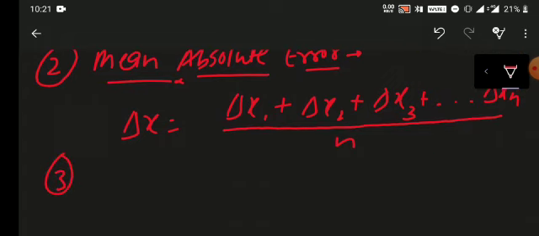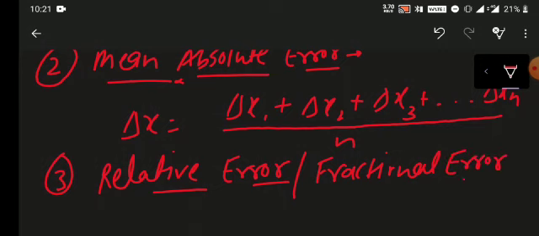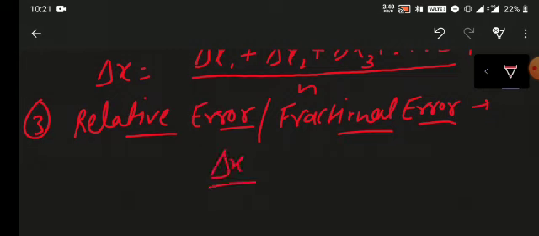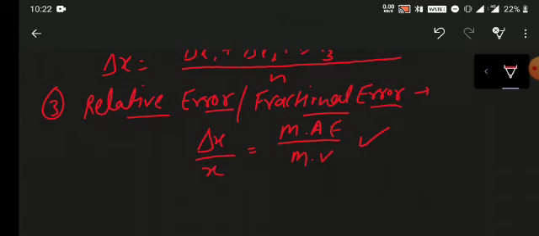Now the third type is the relative error, or you can say fractional error. How can you find the fractional error? The fractional error is determined by delta x upon the original value, or the mean absolute error upon the mean value, or true value. This is the formula of the relative error.